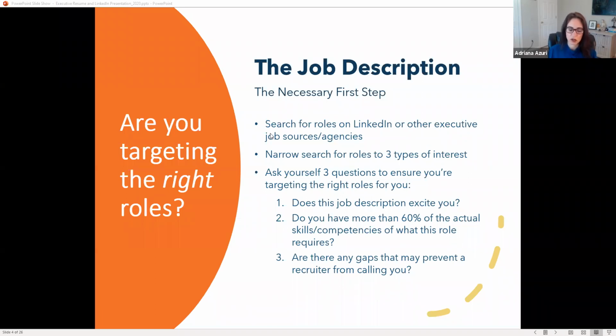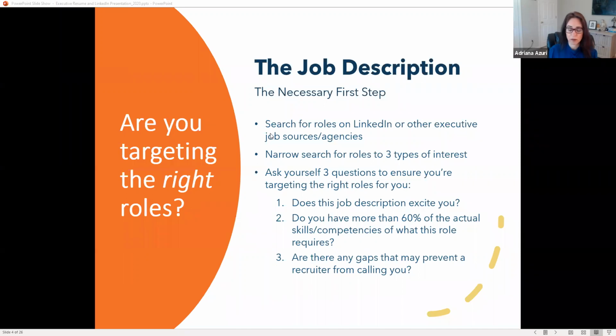Before I even start looking at resumes, I send my clients home with homework. I say, okay, go find some job descriptions, play around in LinkedIn, play around in other executive areas, and think about what roles are going to be the ones that you're going to be targeting. Narrow it down to about 3 good solid roles and ask yourself 3 main overarching questions. One is, does this job excite you? Do you think that this is something that you want to get up in the morning and go do?